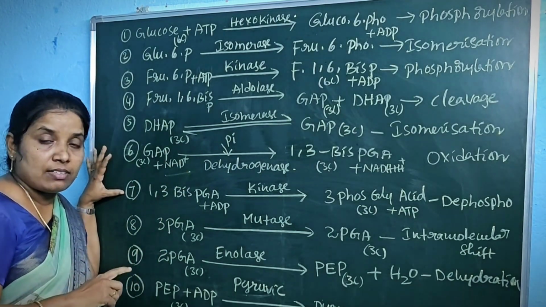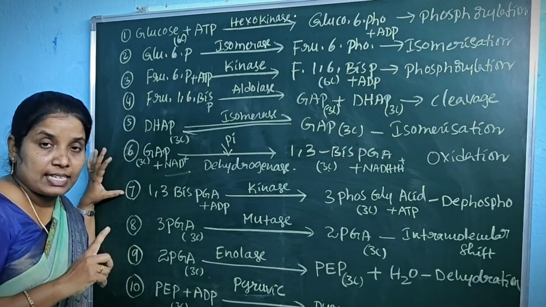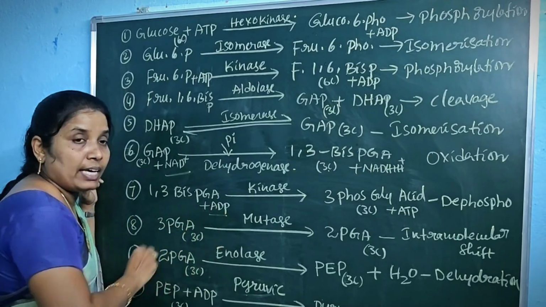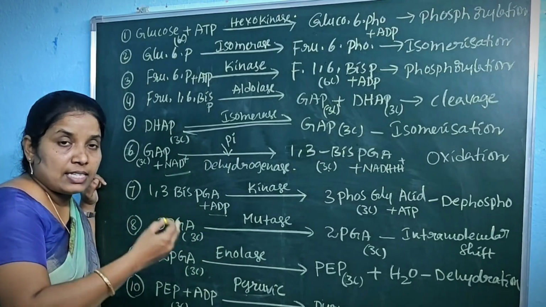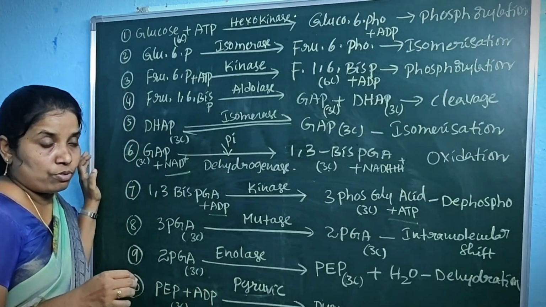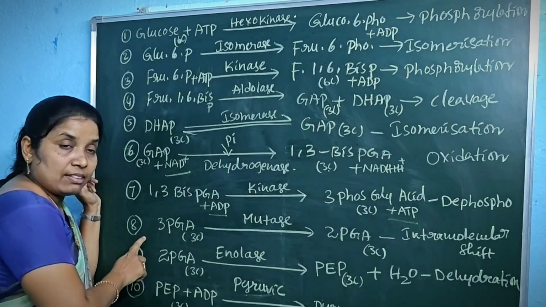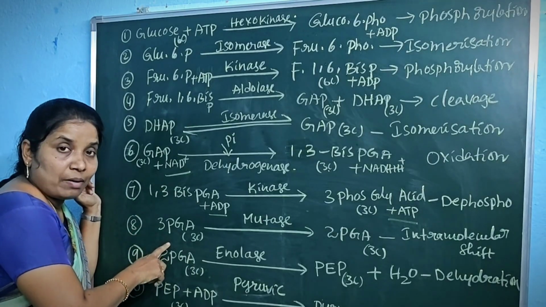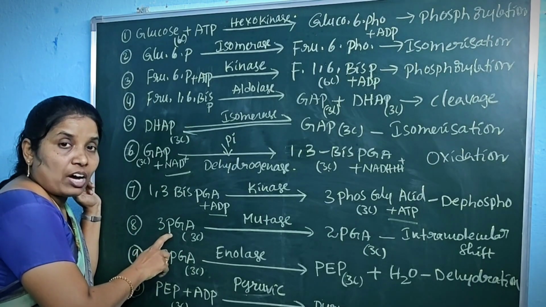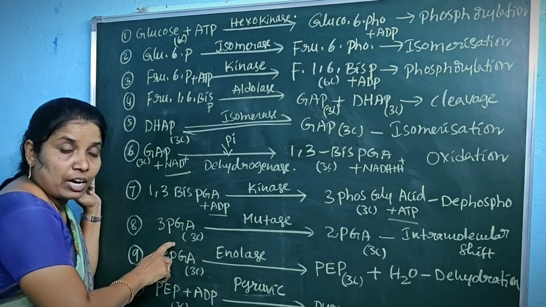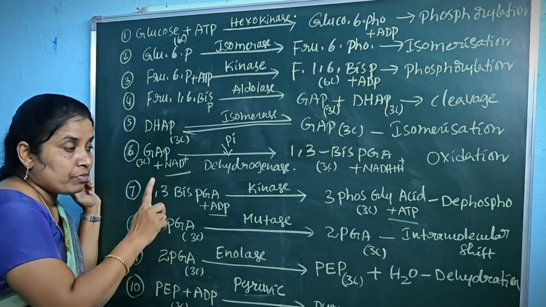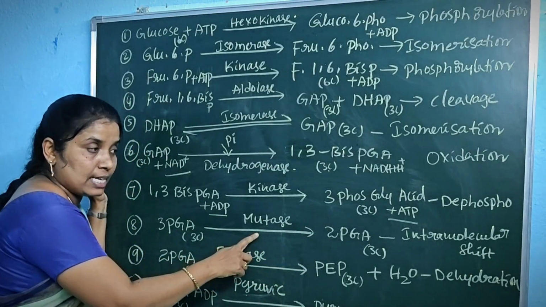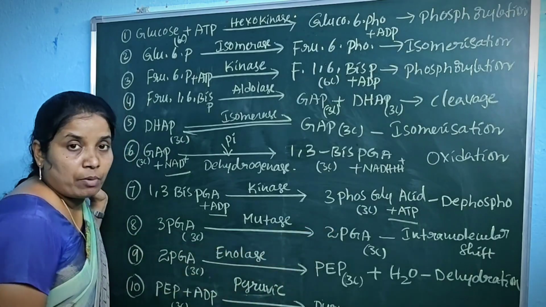Okay, let's see the seventh step. There 1,3-bisphosphoglyceric acid undergoes dephosphorylation. In this step, one ADP converts into ATP. In this step, ATP is produced. Okay, let's see the eighth step. In this step, 3-PGA undergoes intramolecular shift. The phosphate group is shifted from the third carbon to the second carbon. That's why 3-PGA converts into 2-PGA in the presence of the enzyme mutase. So this step is called intramolecular shift.